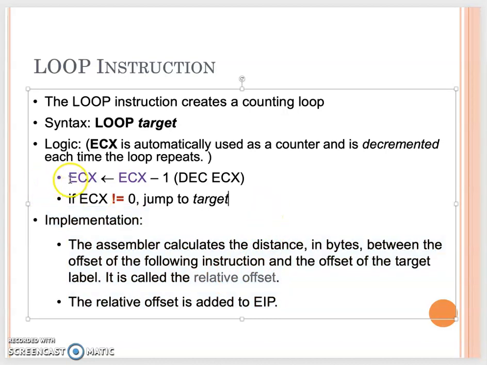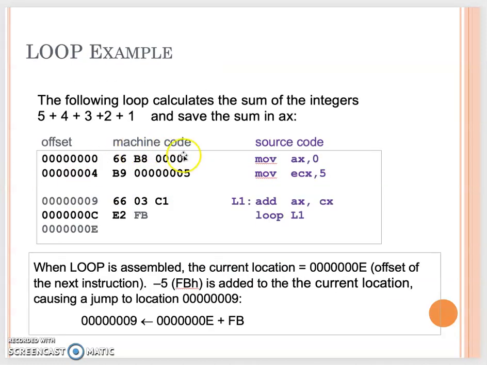So here we're just using the loop instruction, the two steps. We will see an example for the loop instruction. Here we see the source code first. The source code's following loop calculates the sum of the following integers. We start from 5 plus 4 plus 3 plus 2 plus 1. Then we have the sum saved in AX.